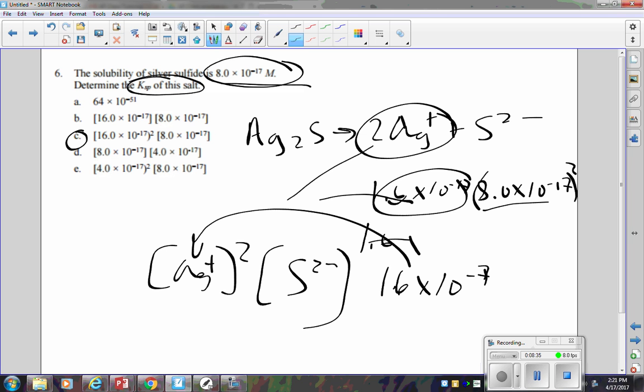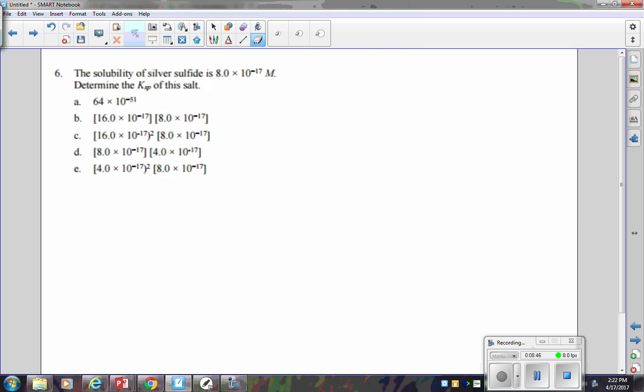It's asking for the setup, because it starts with 8.0 times 10 to the negative 17th. We'll erase that, pretend that didn't happen. Actually, clear this whole thing out. So we'd say Ag2S is going to break into 2Ag plus S2 minus.